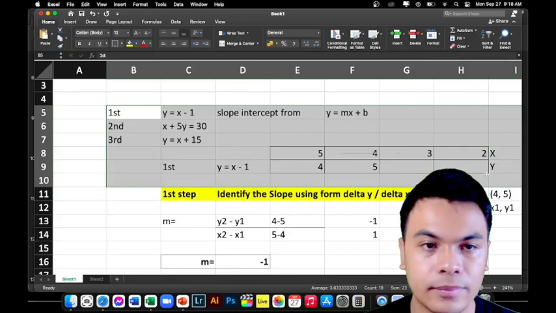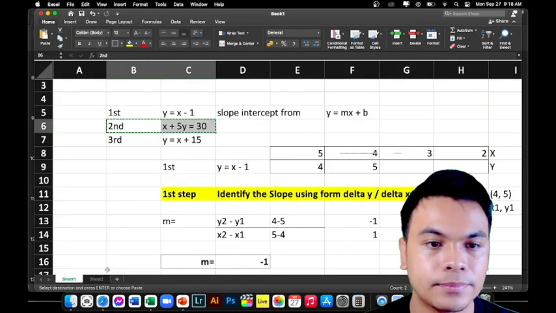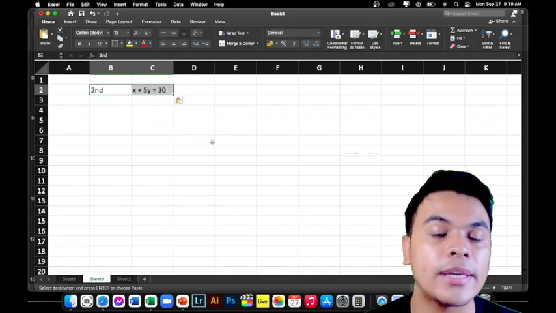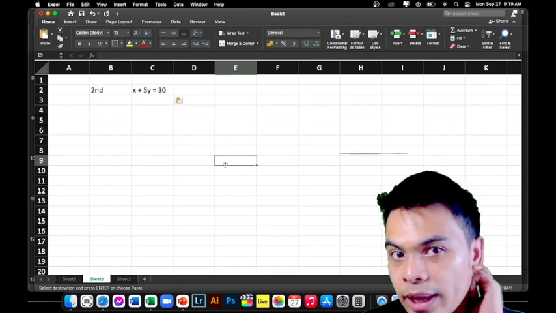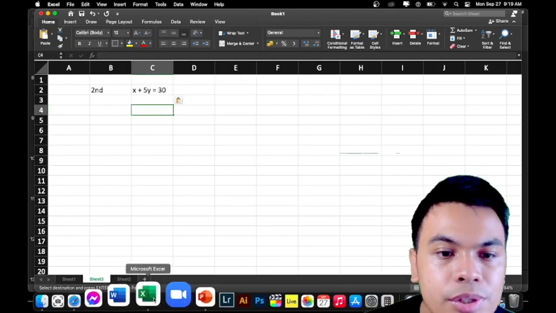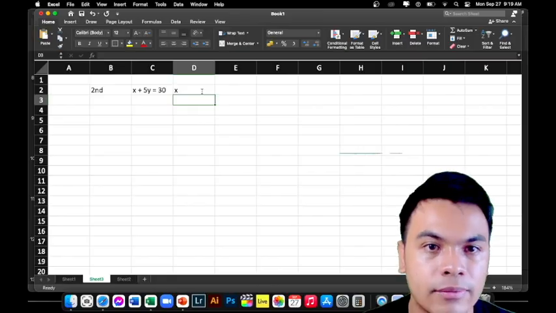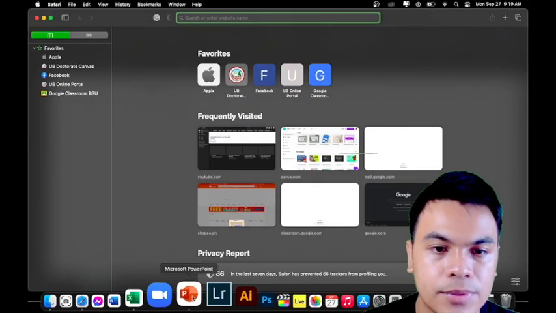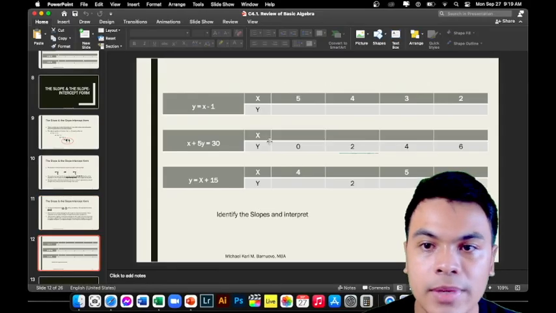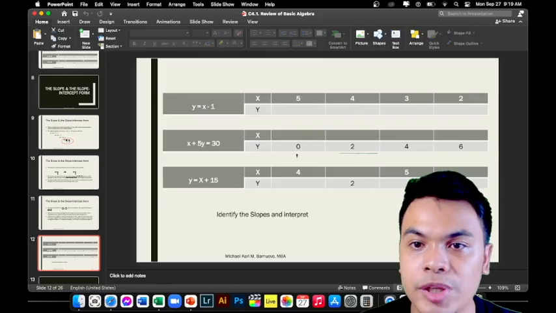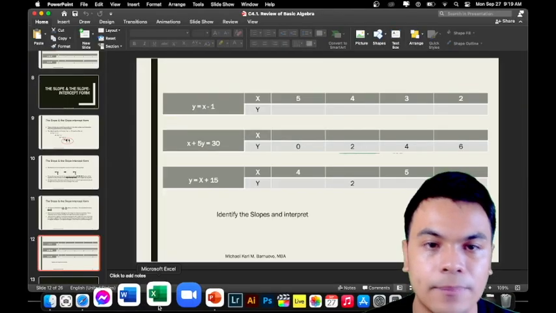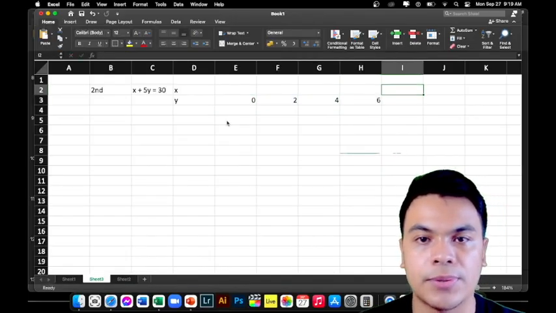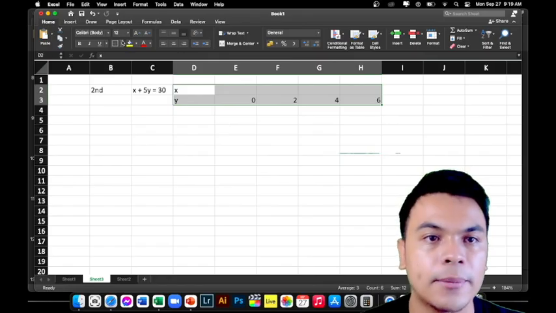Yeah. Let's copy this one. Okay, let's have another sheet para malinis. We will be following the 2 steps again that we have made earlier. Okay, let's just check the values for x and y because I think we have values here. Yeah. Dito tayo. So for this example, we have the values for y: 0, 2, 4, and 6. So let's copy 0, 2, 4, and 6. And let's put a table.